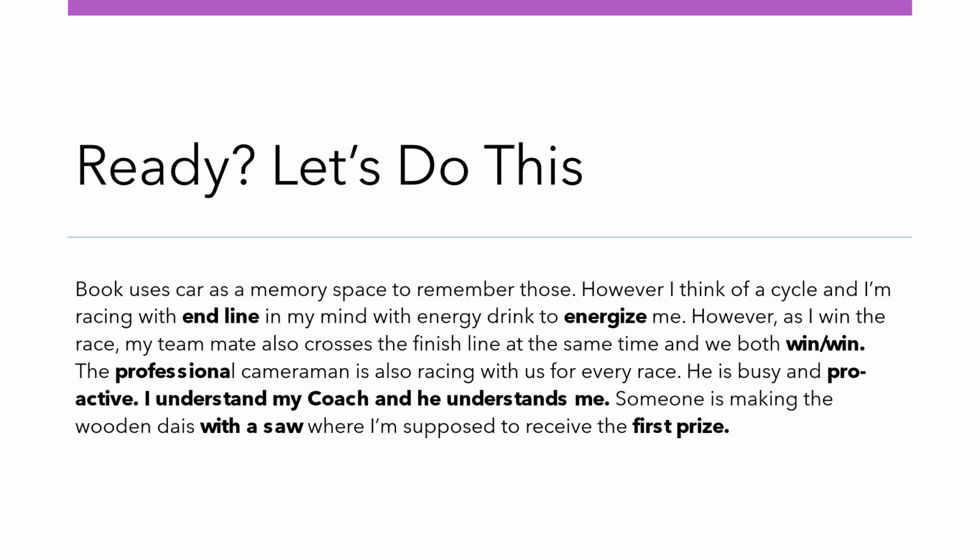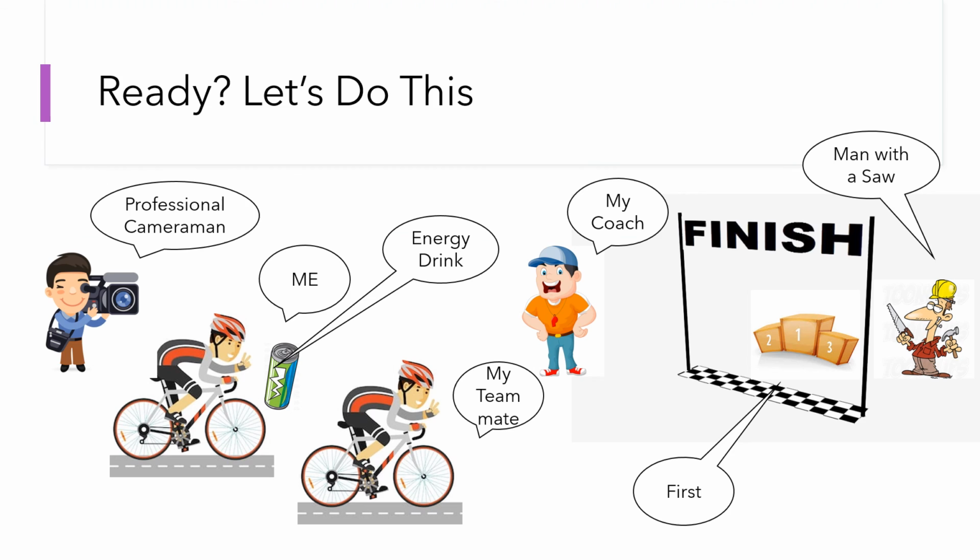Now let's see how the movie or the picture works. This is what I actually imagine. There is me, there is my teammate, there is the energy drink, the professional cameraman, my coach, there is first, second, third, the dais, there is a man with a saw who is carving the dais out, there is a finish line. That's how you think of the picture. Now this is a movie. I'm thinking that I'm heading for the race, I'm heading for the finish line. And that's how I remember all the 7 things.